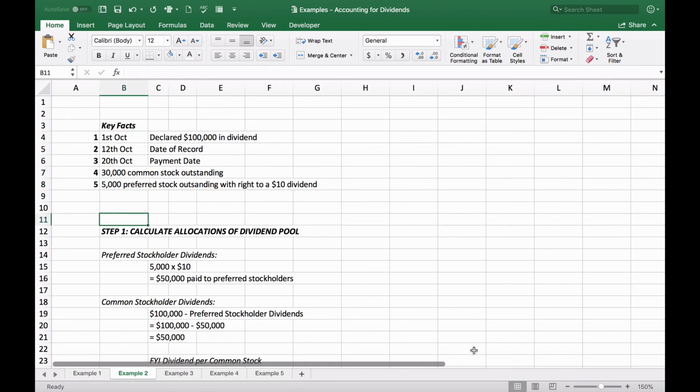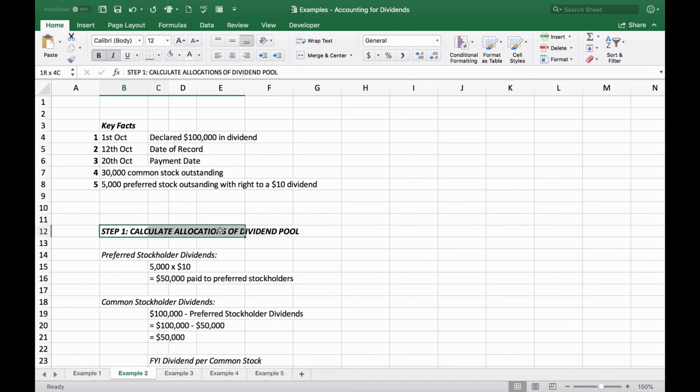So this is actually a two-step process. First of all, we've got to calculate the allocations of the dividend pool. So first of all, preferred stockholders first. That's their right. They come first. Now we have 5,000 preferred stockholders entitled to $10 dividends. That means you've got to pay $50,000 to the preferred stockholders.